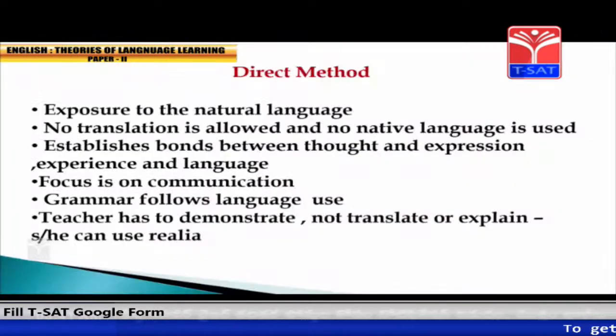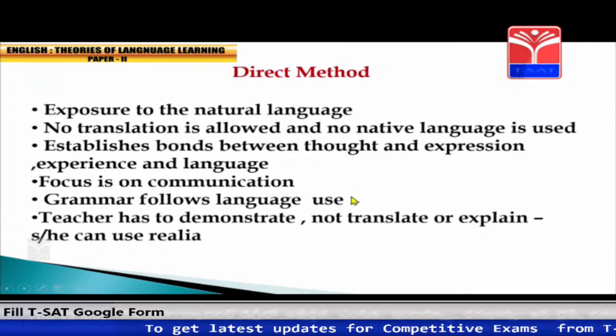Due to the limitations of the grammar translation method, another method has come into the limelight, which is the direct method. The term itself suggests exposure to natural language, and no translation is allowed and no native language is used. Only one language, the target language, is used. It establishes bonds between thought and expression, experience and language. And the focus is on communication, keeping the native language far away. And grammar follows language use.